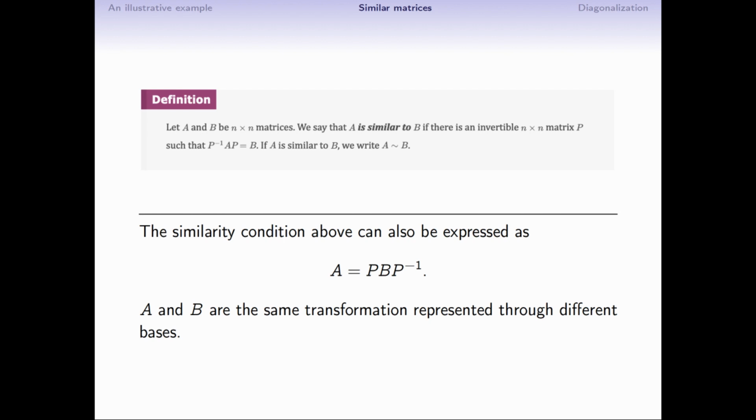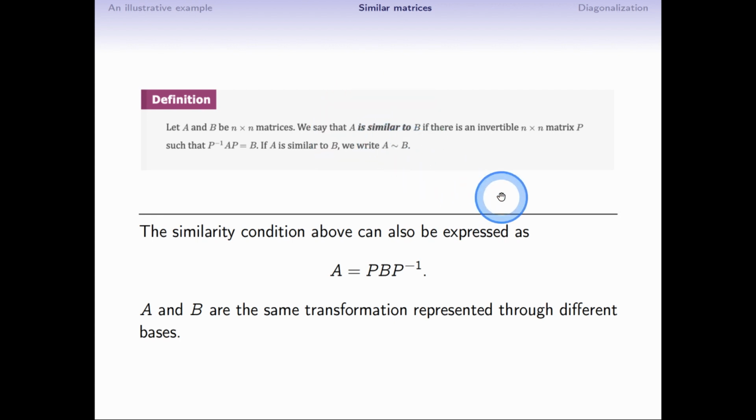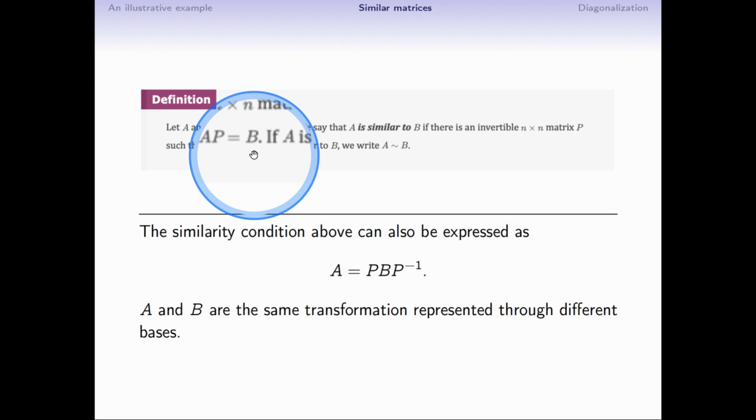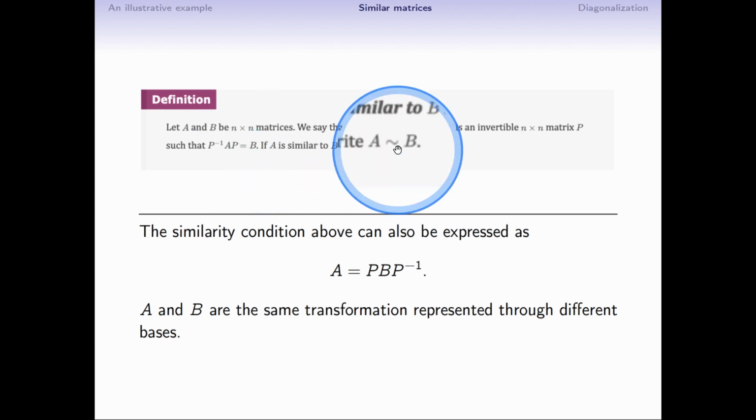Now, let A and B be n by n matrices. We say that A is similar to B if there's an invertible n by n matrix P such that P inverse times A times P is equal to the matrix B. If A is similar to B, we write A tilde B. A is similar to B.